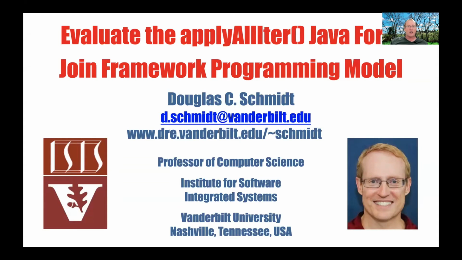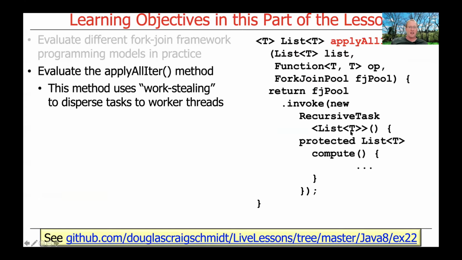So we're going to start our discussion of these different Java fork join programming paradigms or programming models by demonstrating the applyAllIter example. And as we'll see, this example uses work stealing to disperse tasks to the various worker threads in our custom fork join pool. And you can take a look at that in the EX22 example in my GitHub repository.